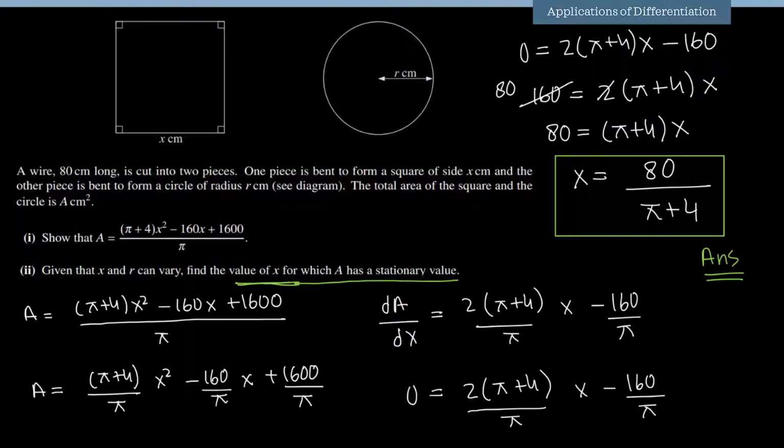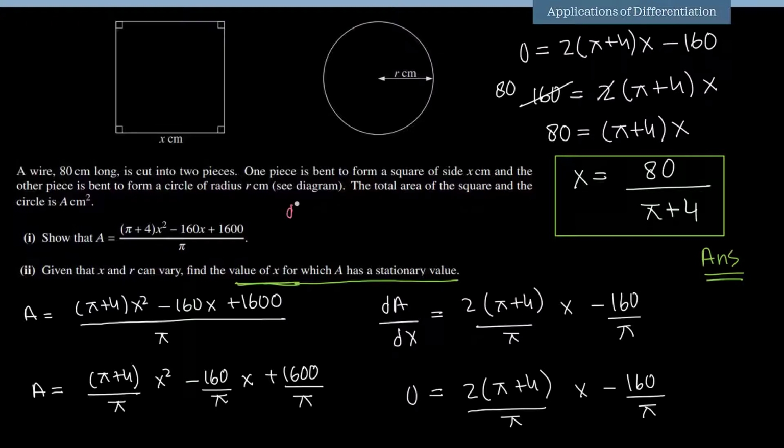This question is finished here now, but let's suppose that if another part was asked in this question. Now the question did not ask me to find the nature of the stationary value, to find whether this stationary value is a maximum or a minimum value. But if the question included that part, to do that, I'll need to find the double derivative, meaning I'll need to differentiate this equation again.